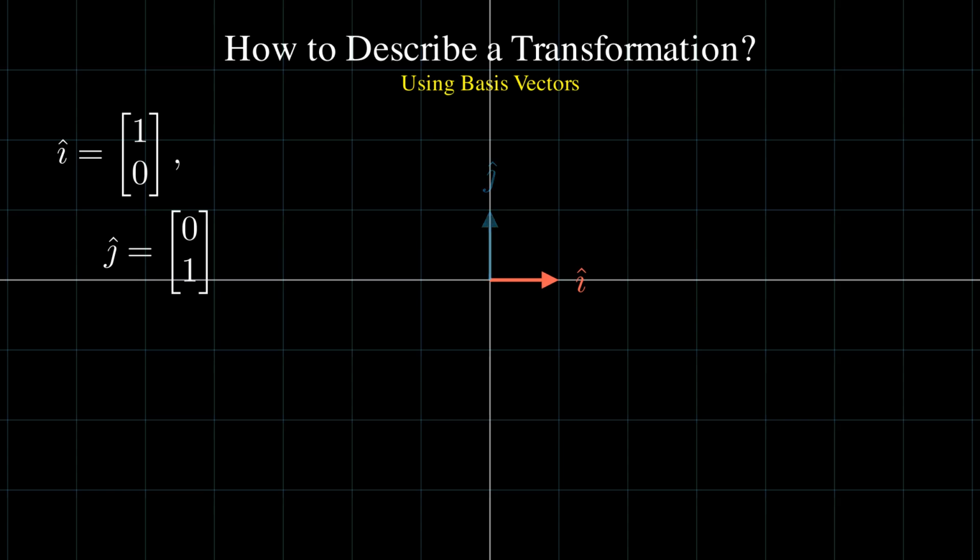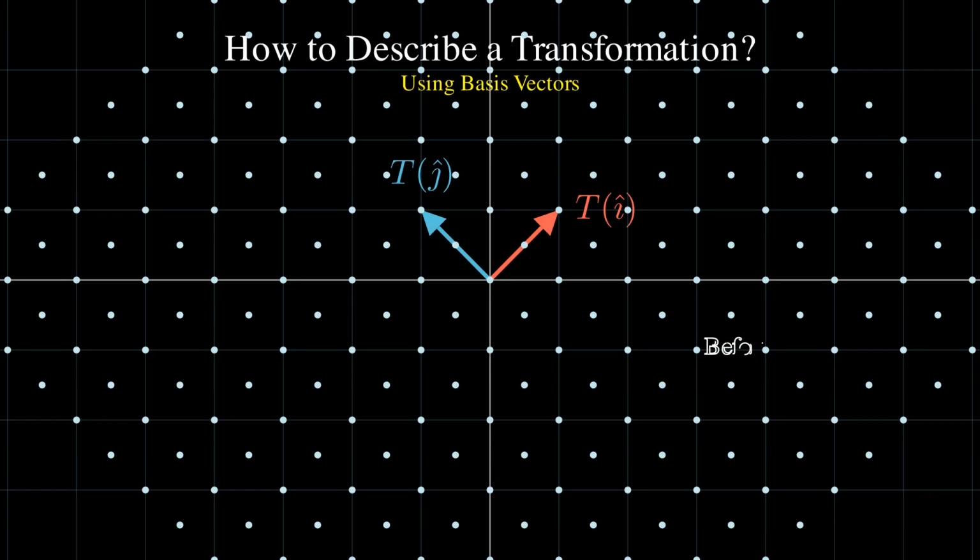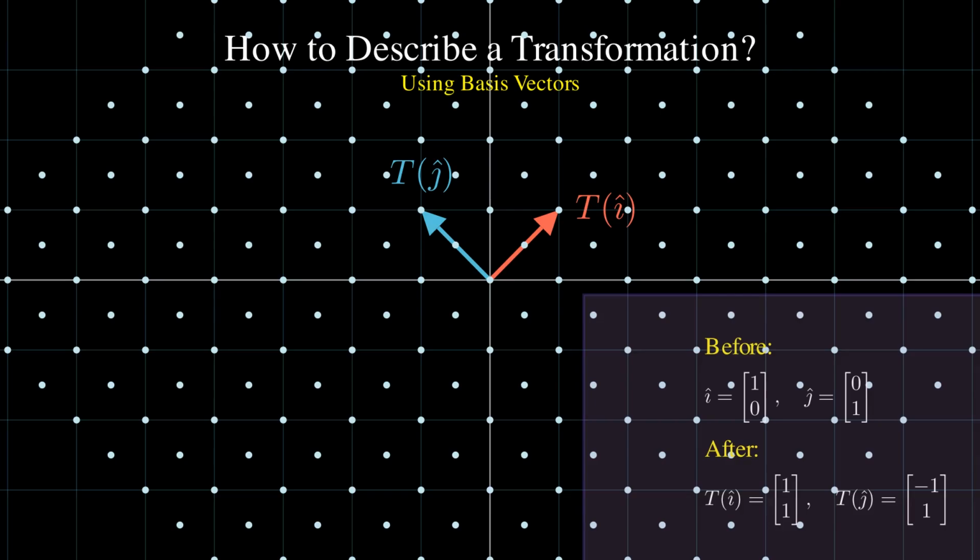Where the basis vector i hat, pointing along the x-axis lands, and where the basis vector j hat, pointing along the y-axis lands. That's it. Track those 2, and you know everything about the transformation. Every other point's motion depends entirely on where these 2 basis vectors go. These two vectors completely determine how the transformation affects every point in space.